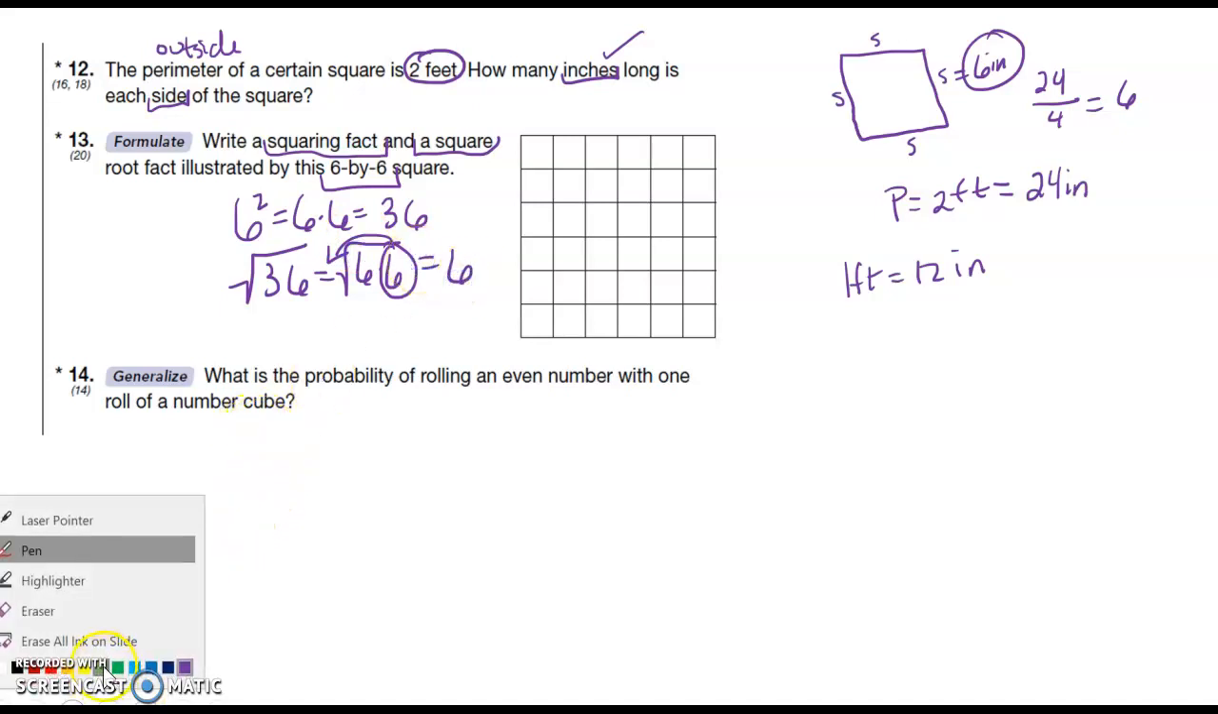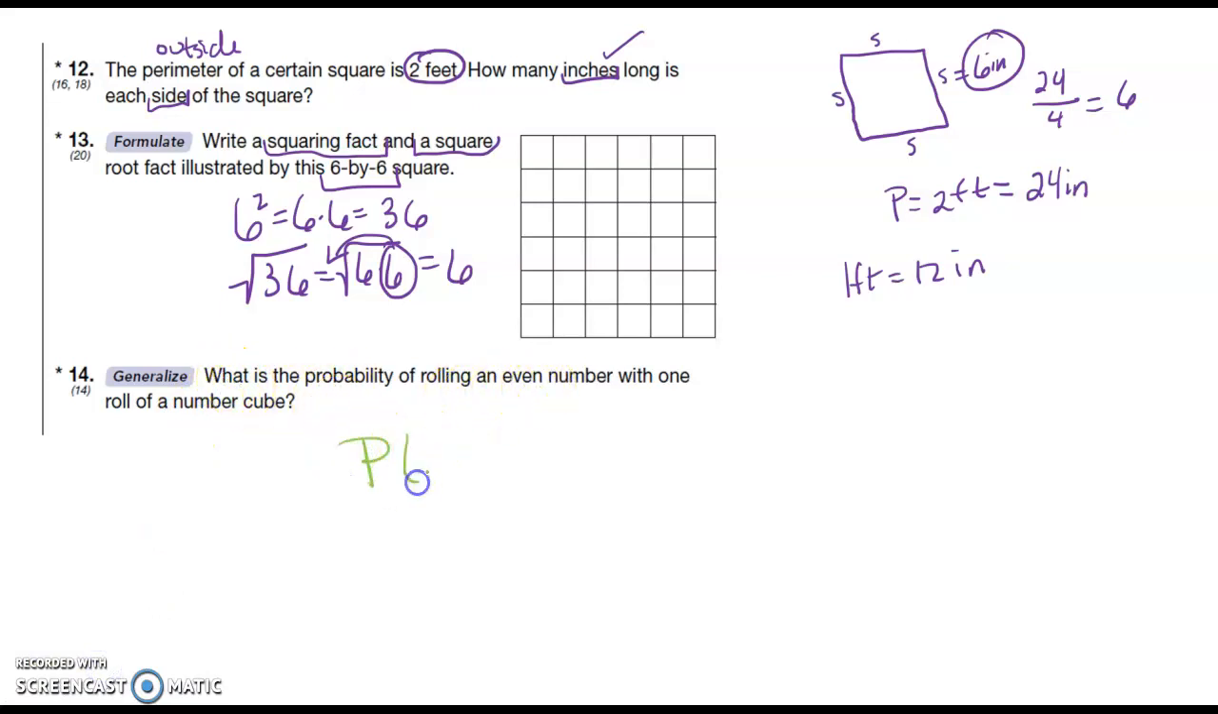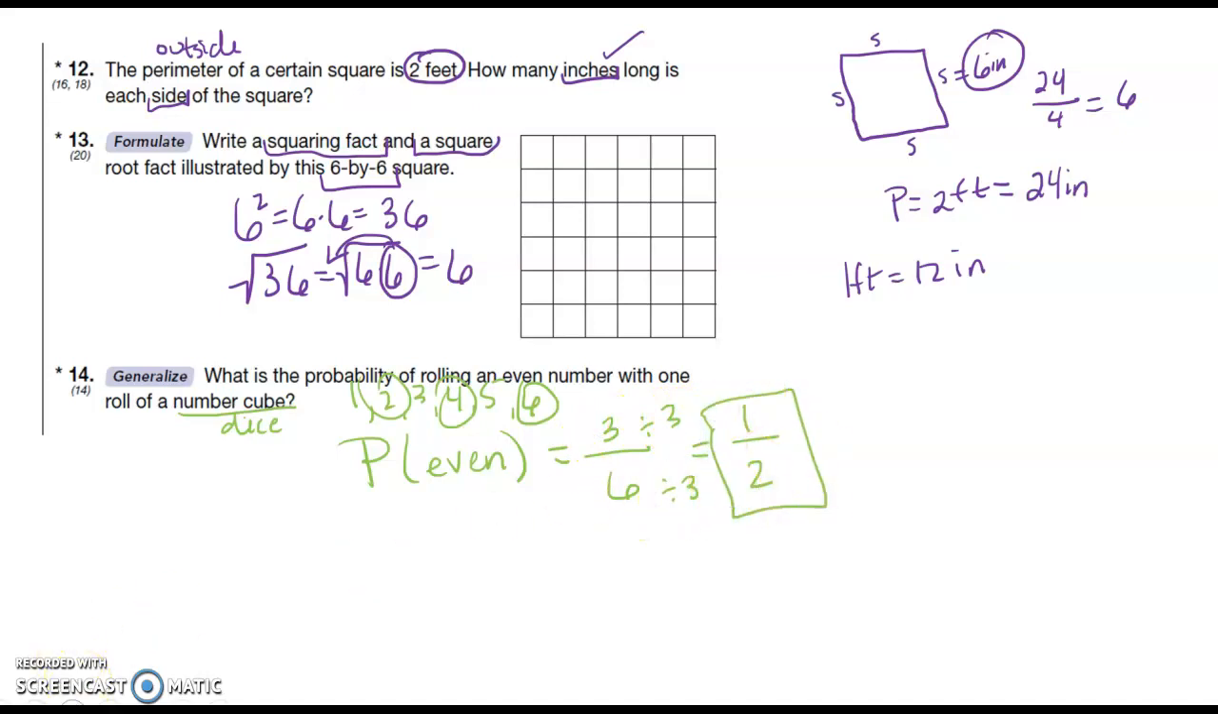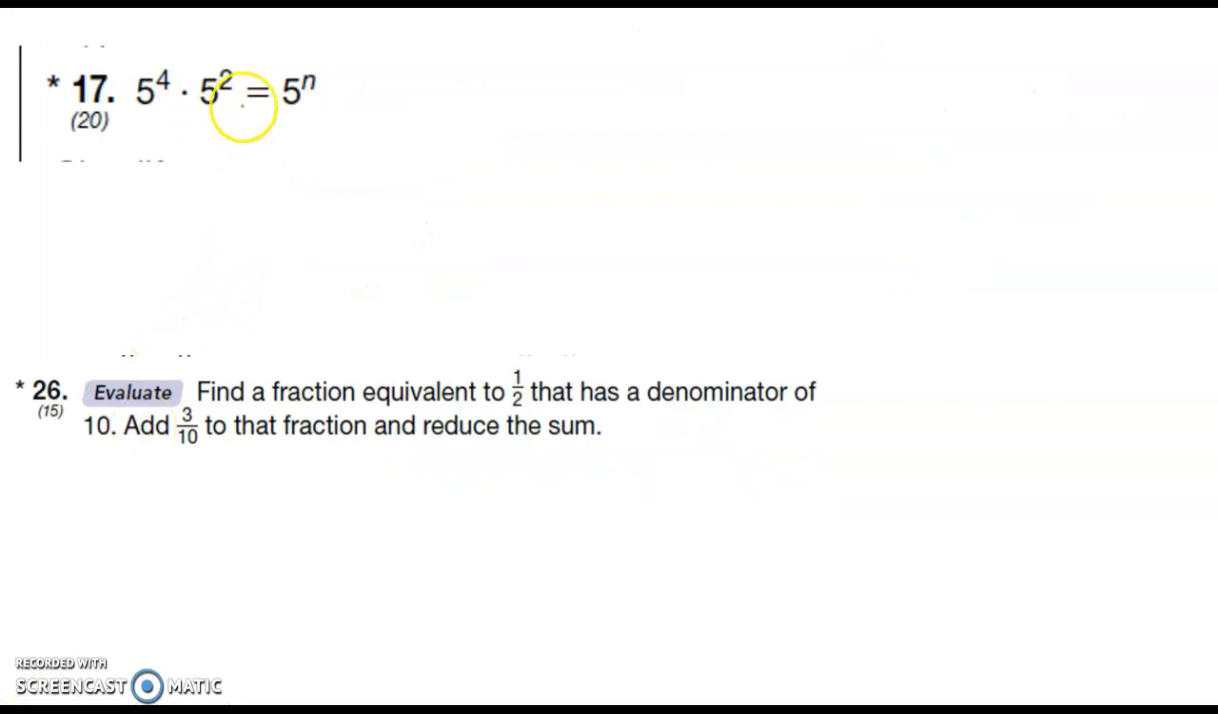Let's change colors. What is the probability of rolling an even number with 1 roll of the number cube? So this is the die, or dice. So we can have 1, 2, 3, 4, 5, 6. So out of a total of 6, we have 3 even numbers. So we're going to go ahead and reduce this by dividing by 3. 3 divided by 3 is 1. 6 divided by 3 is 2. That's our answer.